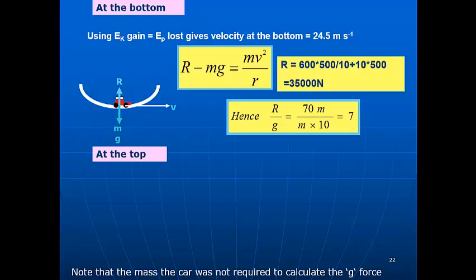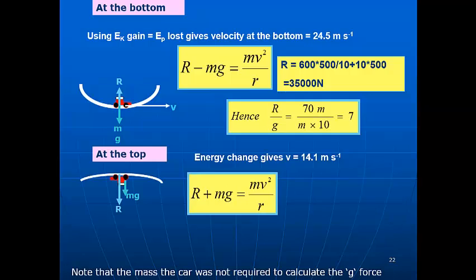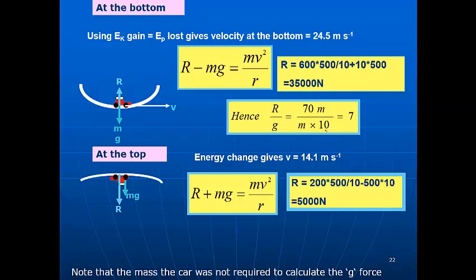At the top, what happens? Our resultant force is now in the same direction as our weight. Our energy change here gives our velocity to be 14.1. Remember, velocity squared is 200. So, in this case, our resultant force and our weight force add, and they have to be equivalent to the centripetal force. If we work that out, we get 500 times 200 divided by 10, minus, in this case, the mass times g, so 500 times 10. And this gives us 5 kilonewtons.